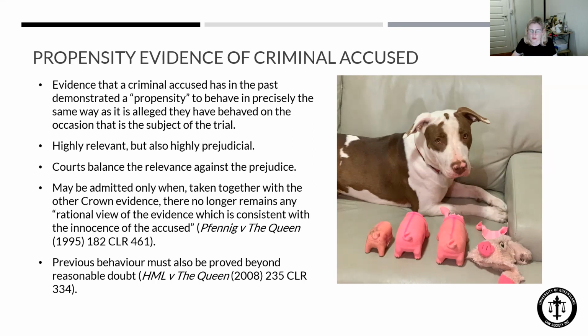It's very relevant, but it's also very prejudicial, so courts will balance the two of those. And the classic Pfennig test is that it's admitted when, taken together with other Crown evidence, there no longer remains a rational view of the evidence which is consistent with the innocence of the accused. So that is, there is no possible way that anyone else could have done this.